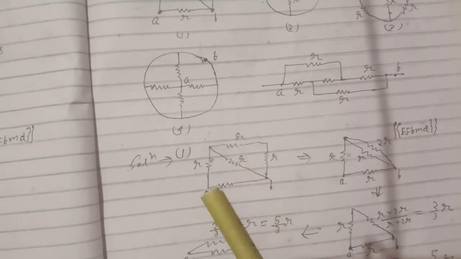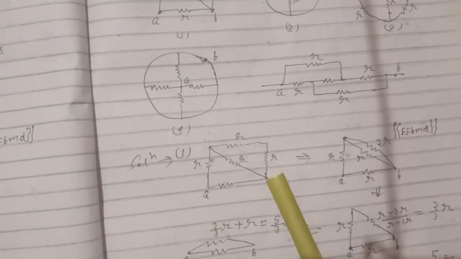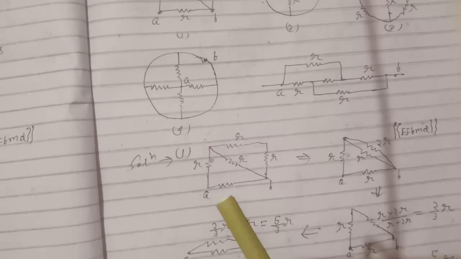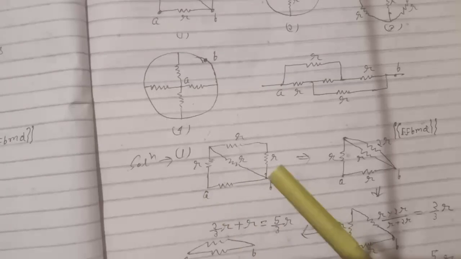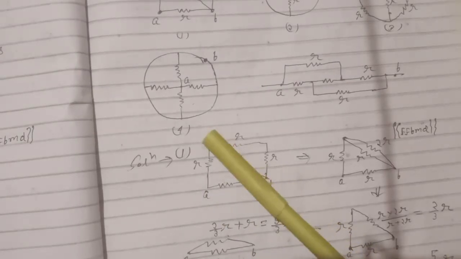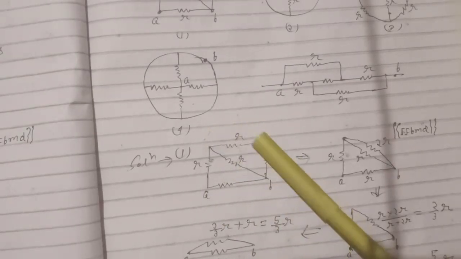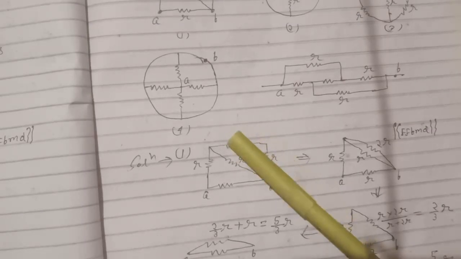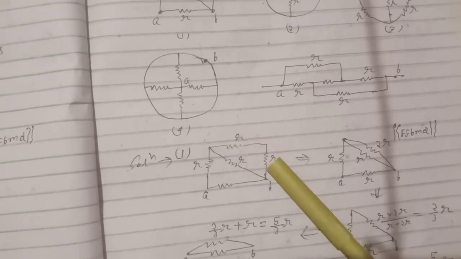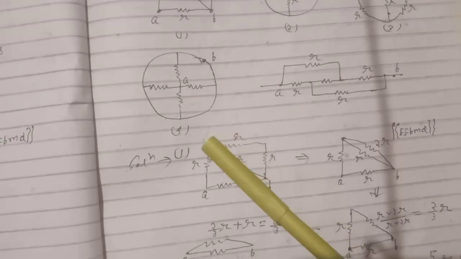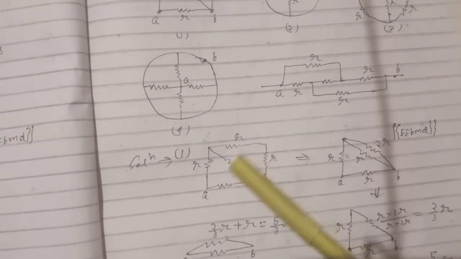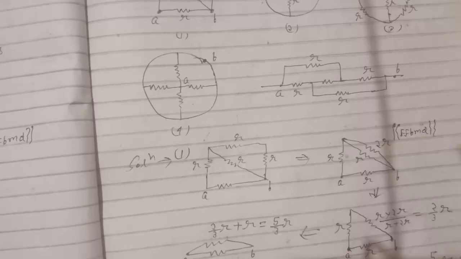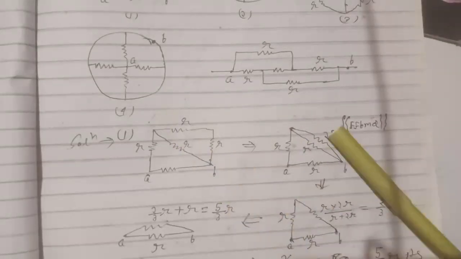Here we have to find the equivalent resistance between A and B. So first we see which are in parallel. In this part, these two are in series, so we can find the equivalent of these two, and it will be in parallel with this resistance. Here it is shown: R plus R equals 2R.